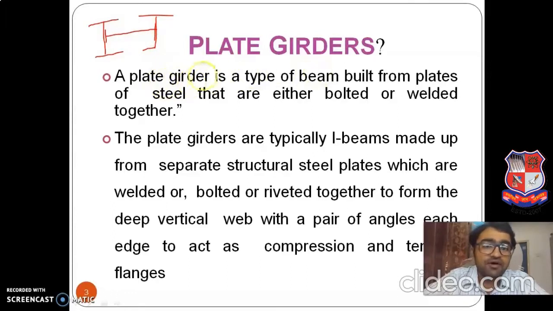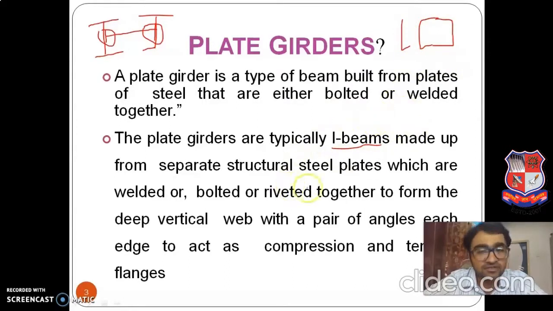A girder is a type of beam. It is a type of beam made from plates of steel that are connected, bolted, or welded. These are to be welded and bolted together, you can see over here. So plate girders are typically I-beams. There are a lot of sections, the C channel is there, double channel section is there, angle section is there, but typically they are I-beams made up of separate structural steel plates which are welded, bolted, or riveted.